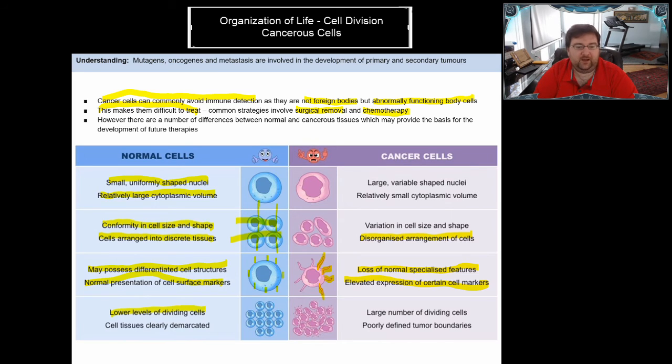Normal cells don't divide very fast. They have lower levels of dividing cells. Cancerous cells divide very quickly, and so you'll have a lot of cells dividing very frequently. And cell tissues in normal cells are clearly demarcated, which basically means that there's a clear boundary that the cells exist in. And cancerous cells have poorly defined tumor boundaries.